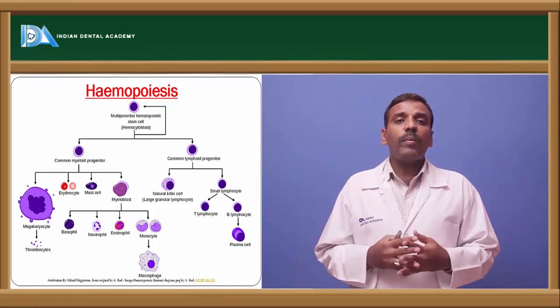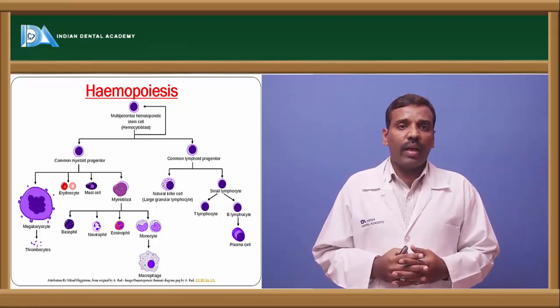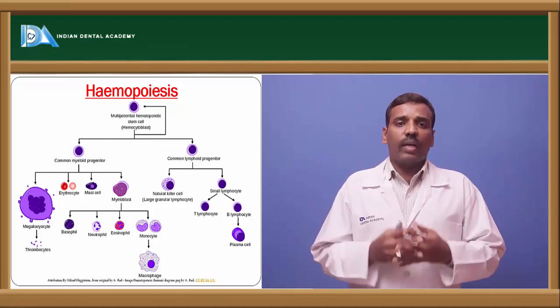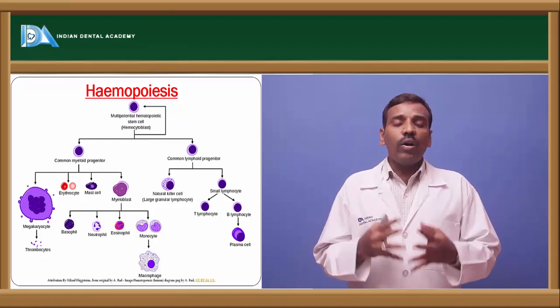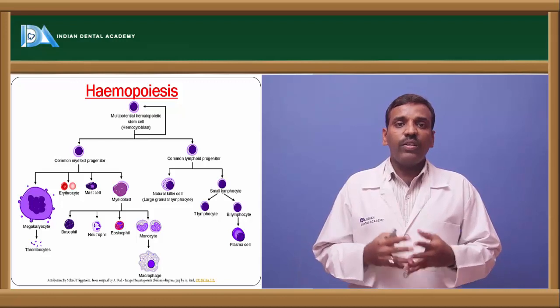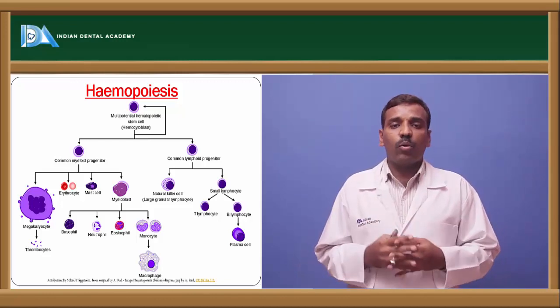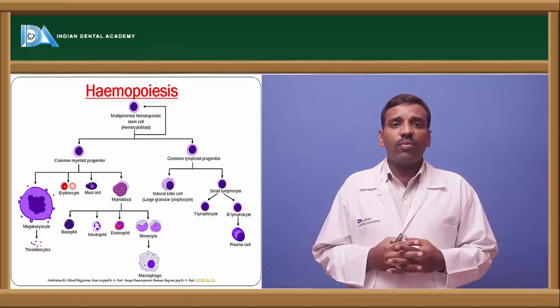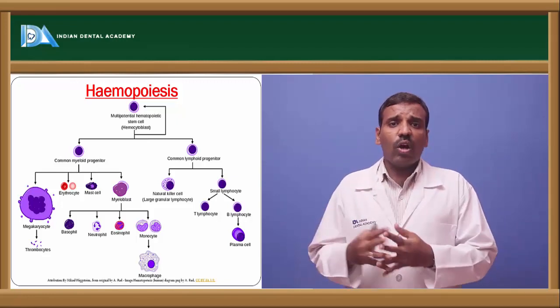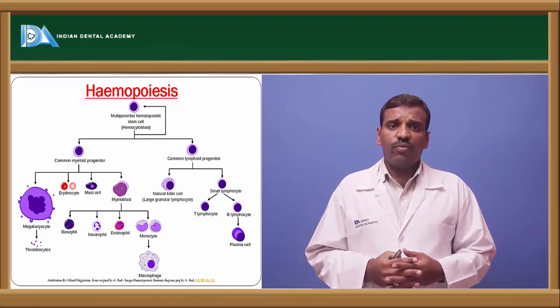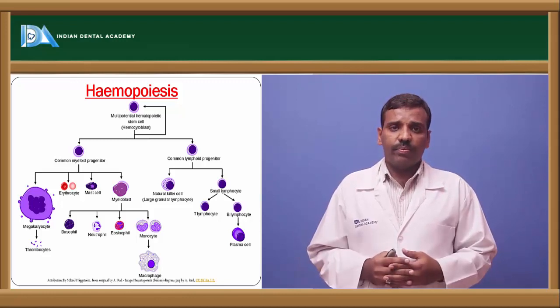CFU-M, colony forming unit for megakaryoblast, gives thrombocytes, and colony forming unit for GM gives granulocytes, three types of the granulocytes, and the monocyte. And another one is colony forming unit for lymphocyte, which gives lymphocyte.